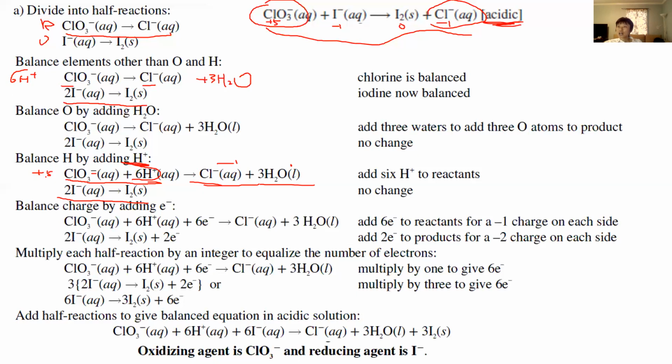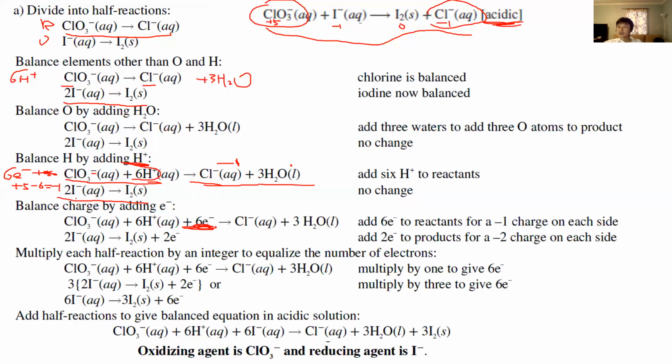So on this side, I have a 6 + -1, which is +5. To make it equal to -1, I have to add 6 electrons. So now I have +5 - 6 equal to -1. So I add 6 electrons on the left hand side of the first reaction.